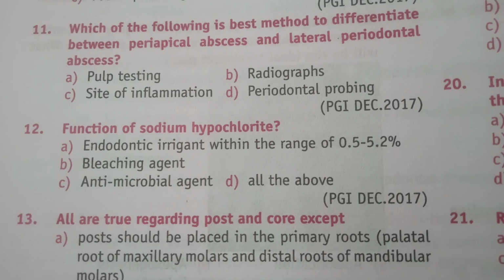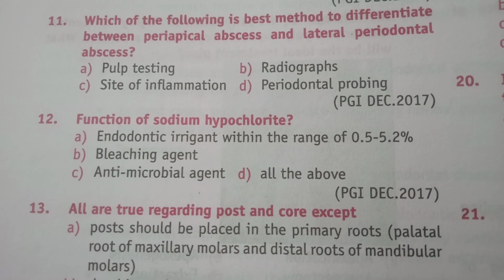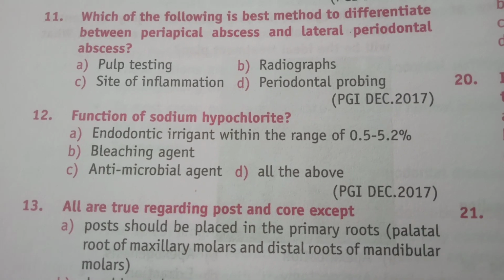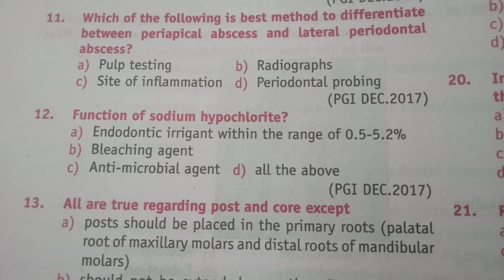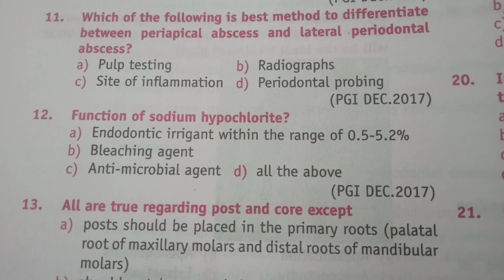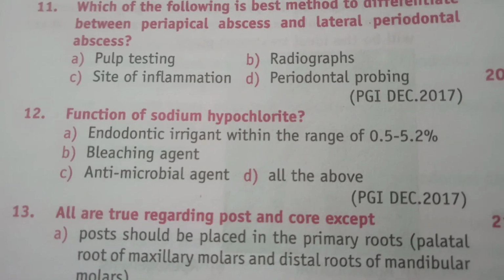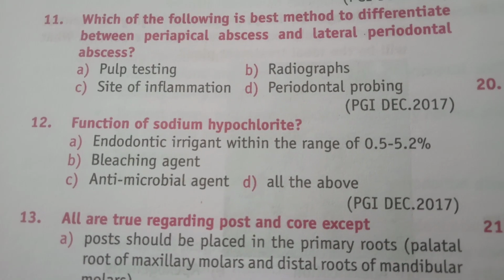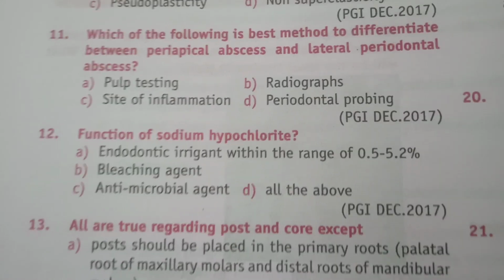Now question number 12, function of sodium hypochlorite, endodontic irrigant within the range of 0.5 to 5.2 percent: bleaching agent, antimicrobial agent, all of the above. Answer is D, all of the above. You can use sodium hypochlorite in all the three options. So answer is D, all of the above.